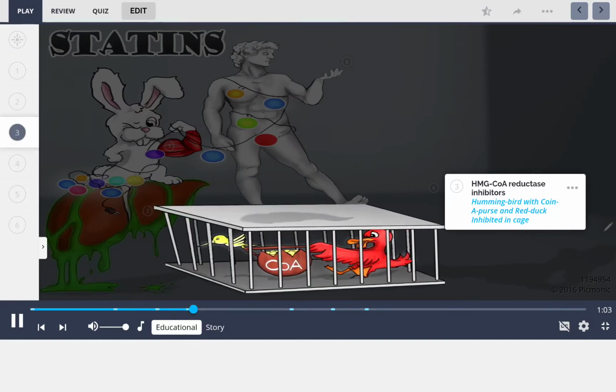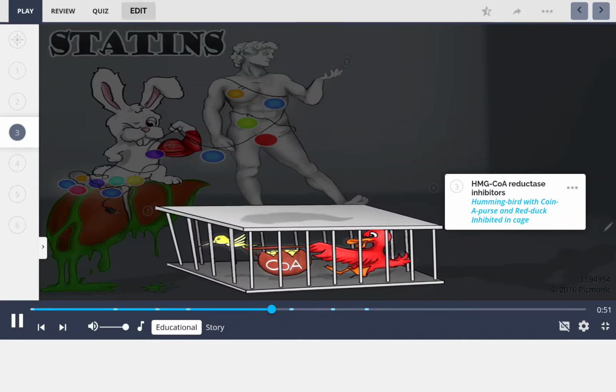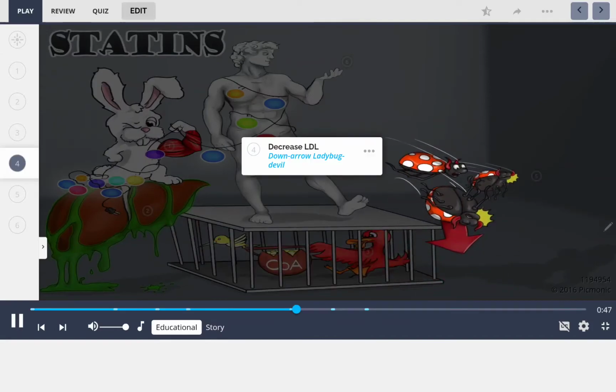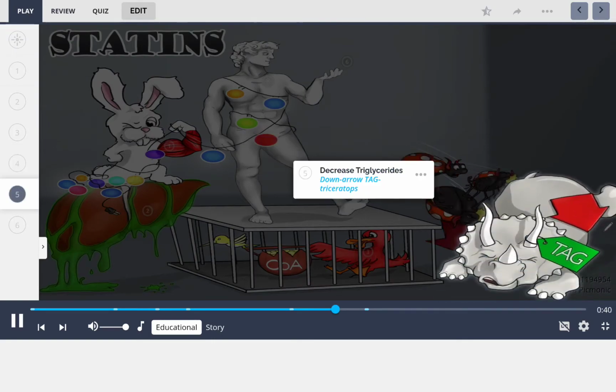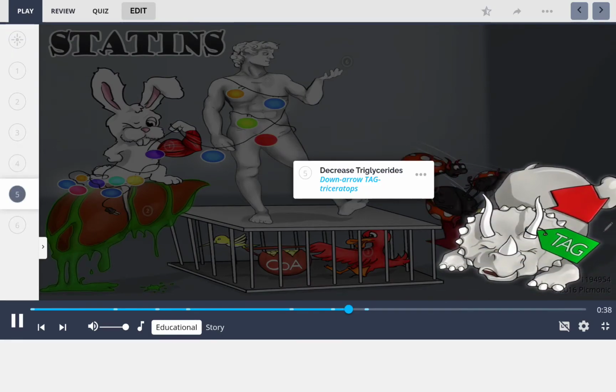The mechanism of action of statins involves inhibiting the enzyme HMG-CoA reductase, a rate-limiting enzyme in the cholesterol synthesis pathway, represented by the HMG hummingbird coin purse and the red duck locked up inside the cage. Statins benefit patients by decreasing LDL cholesterol, the ladybug devil with the down arrow, and decreasing triglycerides, the triceratops with a tag and down arrow.